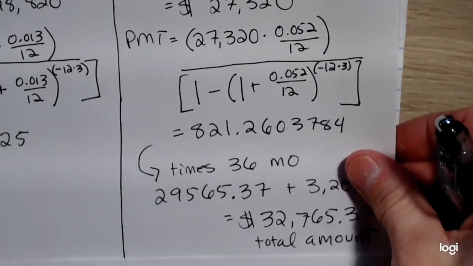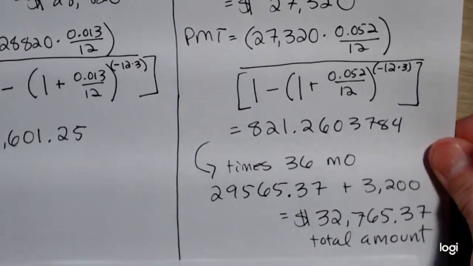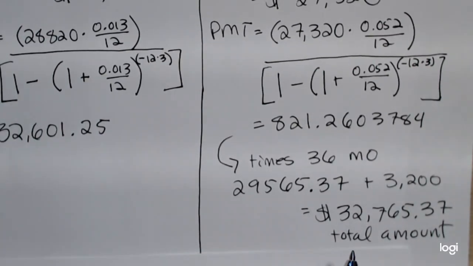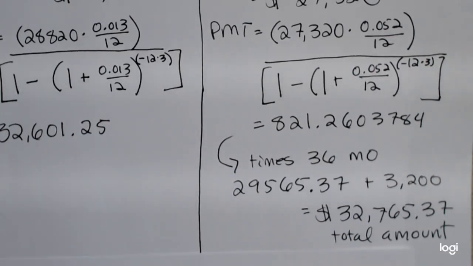$32,765.37. So comparing the two options, he does spend a little bit more on option B, even with that cashback offer. But it's not a significant difference. It's not horrible, but there is a little bit more spent under option B.